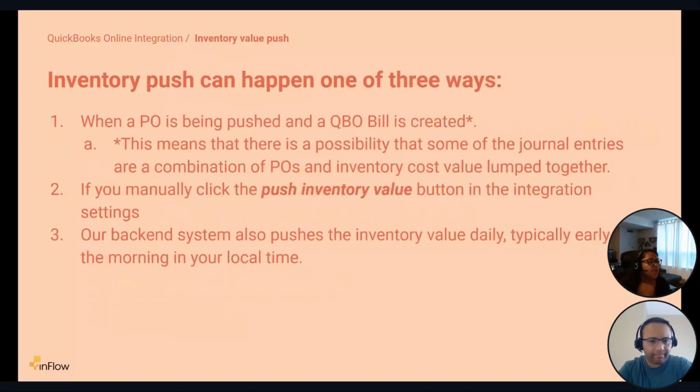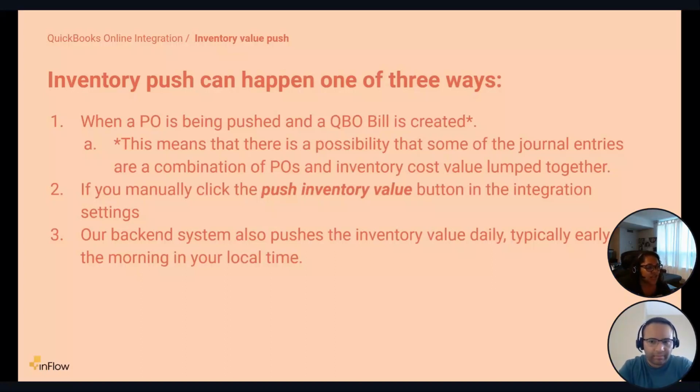The inventory push can happen one of three ways. I did notice James had mentioned in the chat one of the ways that it pushes, but I'll go through these here. Whenever a PO is pushed and a QBO bill is created, that will automatically push your total inventory value over to QuickBooks. So there's a possibility that some of the journal entries are a combination of various POs and inventory cost value lumped together.